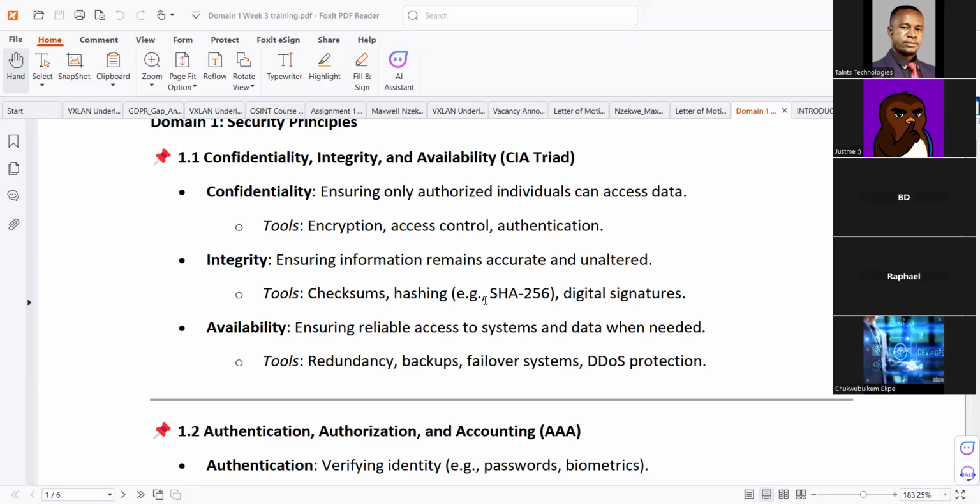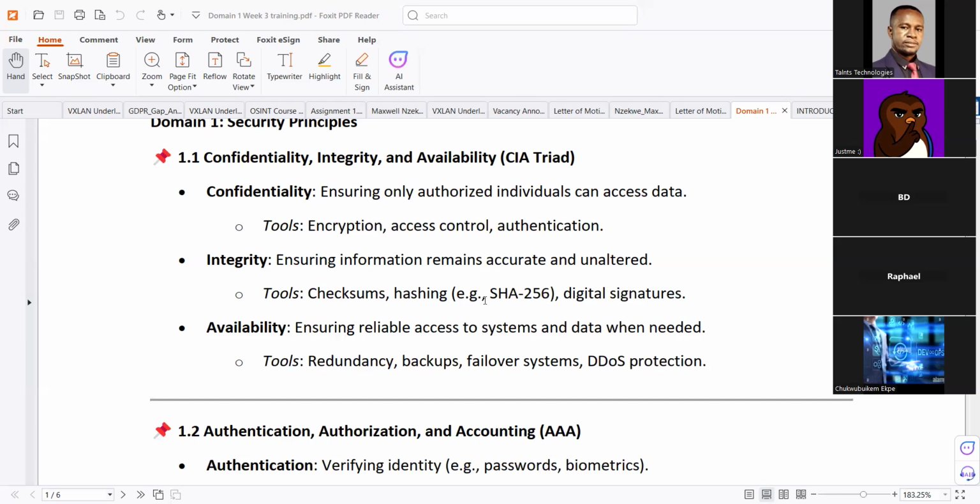Now, integrity. There are tools like checksum, hashing, and digital signatures that show that this is authentic. This has integrity. It ensures that the information is accurate and unaltered. That's why some documents you will see an inscription in front of them, confidential. If you remove that digital signature, the integrity of that document is null and void. That's why with some results, once you see any alteration, that result is null and void because it doesn't have integrity anymore.